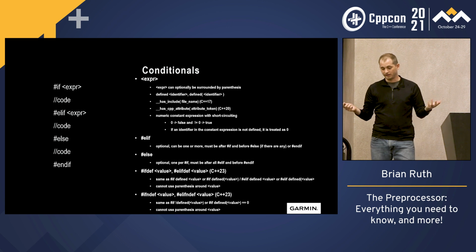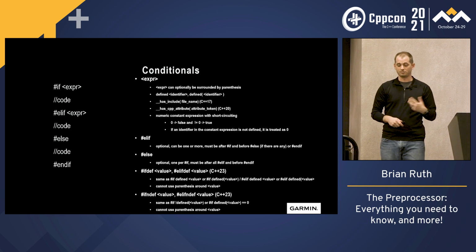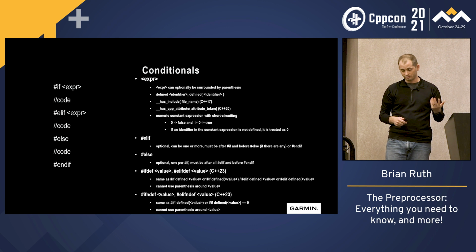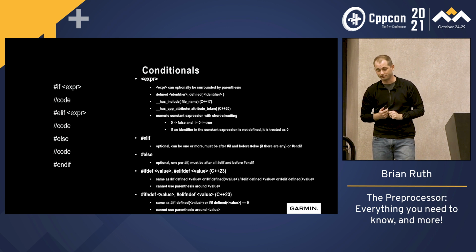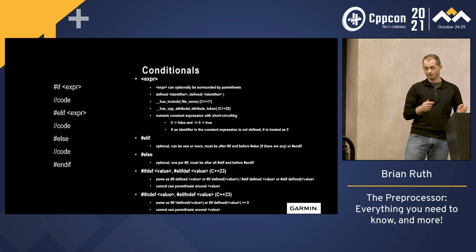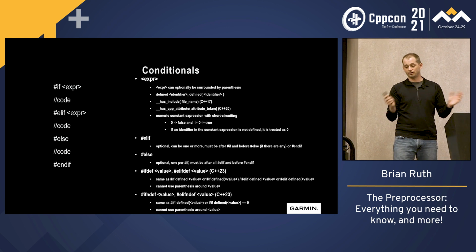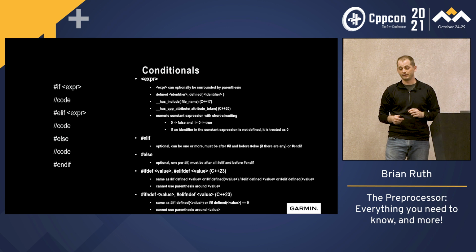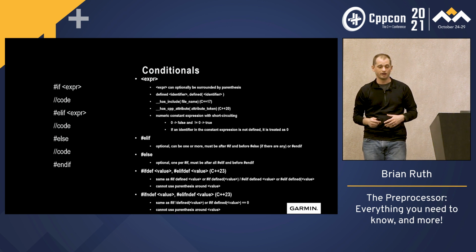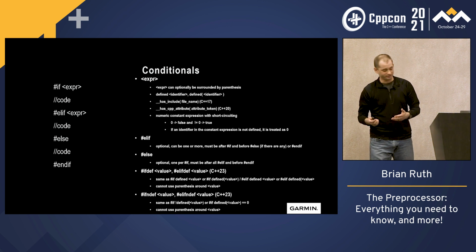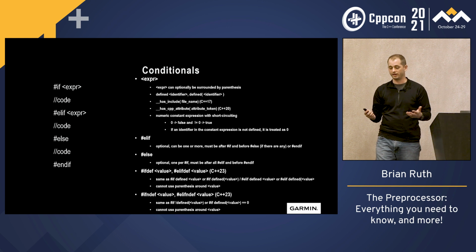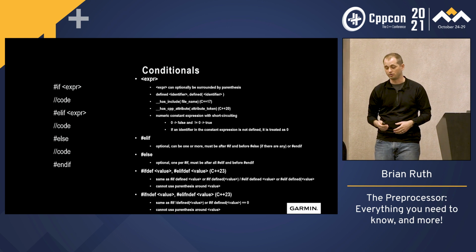So elif is just like an else with an if. That has to be after an if. Else, again, optional, but you only have one of those per if. And then there's some shorthand for the if defined and if not defined that you can use. And in C++23, they're proposing the elifdef and elifndef. Again, just to kind of shorten things up. But these are essentially equivalent shorthands for saying like if defined or if not defined equals 0.